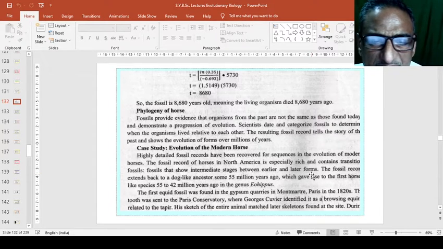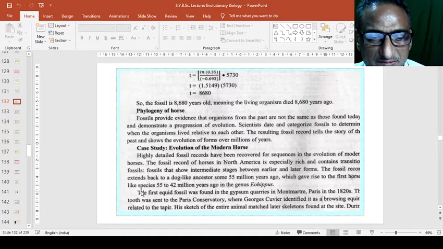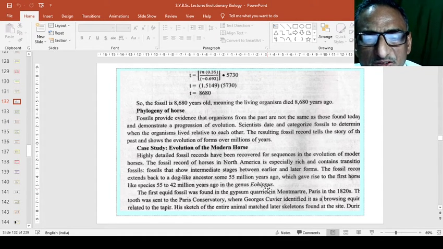The fossil record extends back to a dog-like ancestor some 55 million years ago, which gave rise to the first horse-like species, 55 to 42 million years ago, in the genus Eohippus. Eohippus was the species of horse that developed on Earth before 55 million years ago, and it was not tall, but a very small species like a dog.